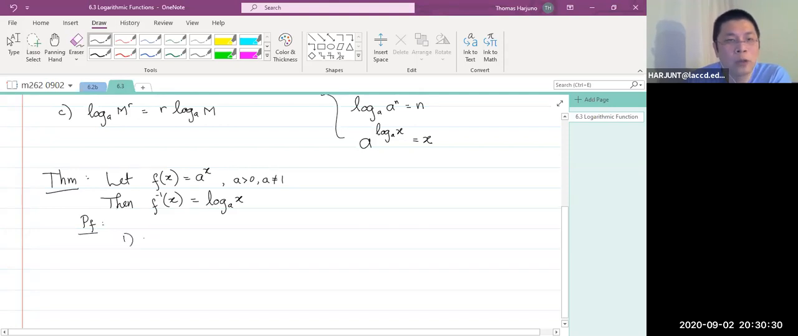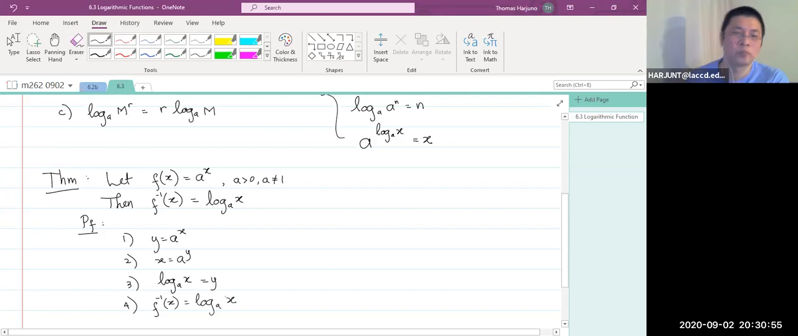So step 1, to find the inverse function, y equals a to the x, right? Step 2, I swap the x and the y. Step 3, I apply the log. And step 4, f inverse of x equals log base a of x. Okay, now it's the consequence that is important.